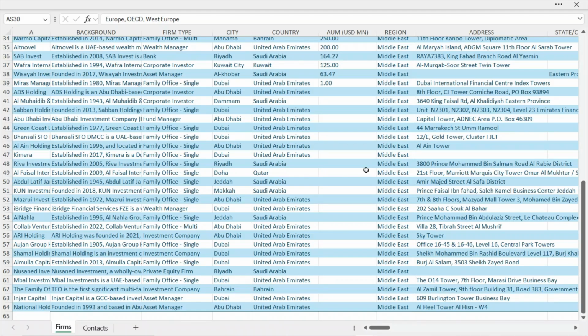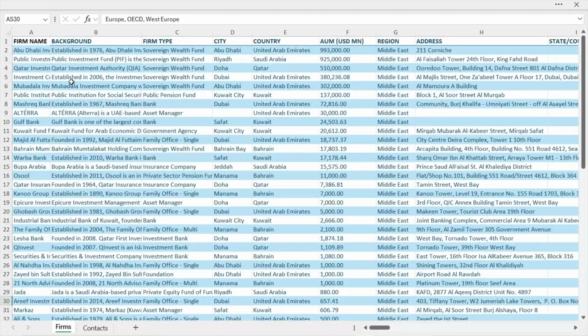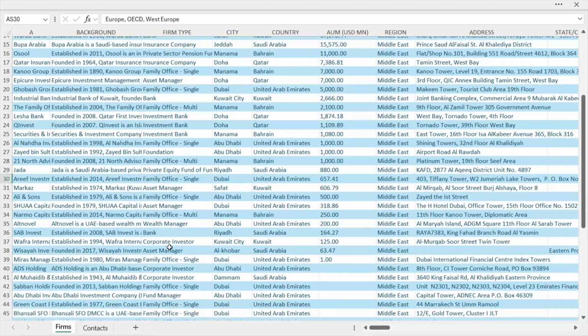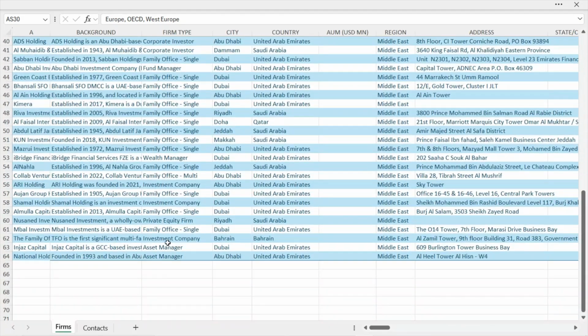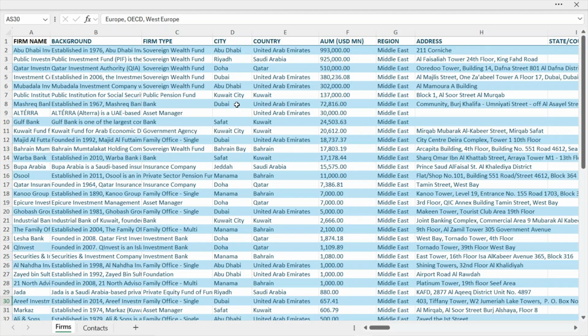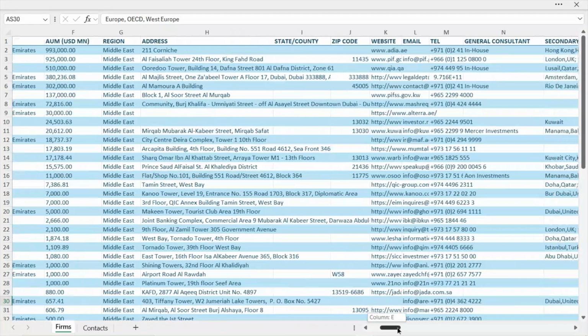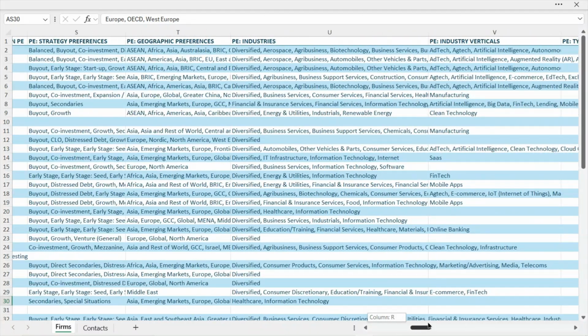So you can see there's 64 groups, and if we scroll up to the very top, you're going to see the firm name, the background, and what type. It could be a sovereign wealth fund, a government agency, a bank, or an insurance company; asset managers are in here, family investment offices, and private equity firms as well. Most of this is going to be GCC, so you're going to get most of the UAE, Saudi, Kuwait, Bahrain, and Qatar. We've got some information about the assets under management and the address. If we scroll over to the right-hand side, we're getting more information.